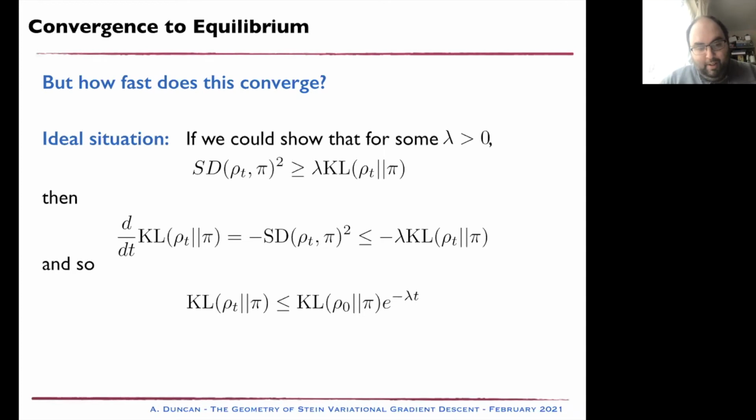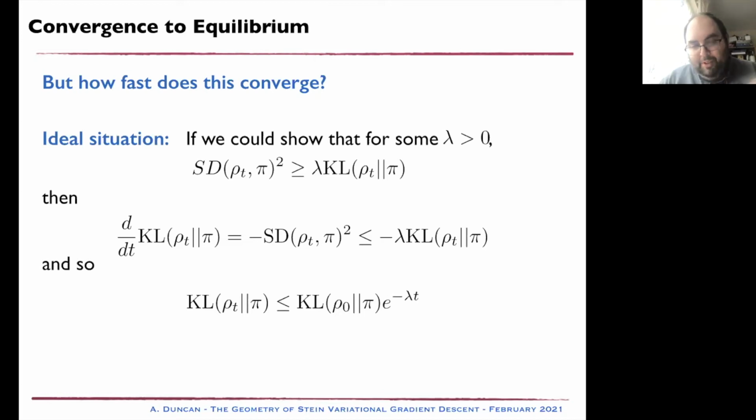Because if I do have that property, then just using the equation from the previous page, I can write down the rate of change of this divergence to be less than or equal to minus lambda times the Kullback-Leibler divergence, just by substituting terms. And then I can use something like Grönwall's inequality, and I immediately get an exponentially fast rate of decay towards 0 in the Kullback-Leibler divergence. So the KL divergence between rho t and pi is going to 0 asymptotically quickly. And so it's converging asymptotically quickly in this respective divergence. And that would be a really good situation.